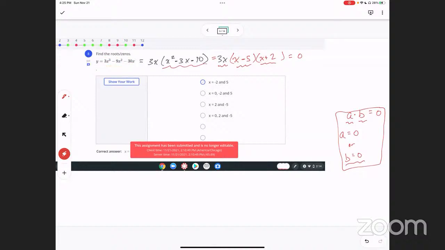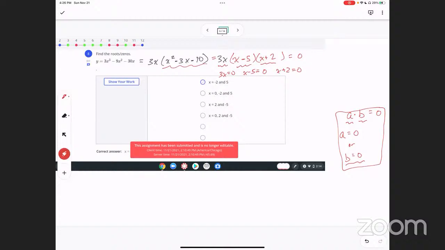But now look at what I did. I changed this equation from 3 terms to 3 factors. Actually 4 factors because I've got a 3 here. But this 3 doesn't really matter because that's not a variable. Do you understand? So the zero product property says that either 3x equals 0 or x minus 5 equals 0 or x plus 2 equals 0.